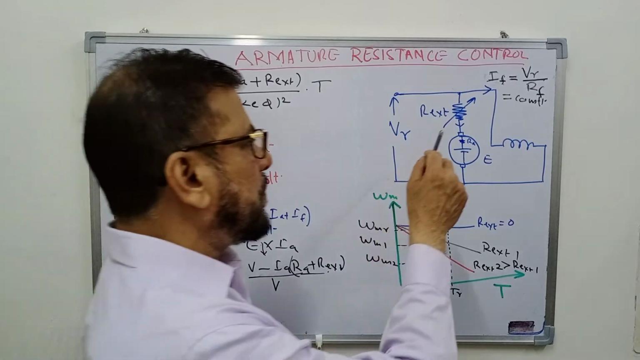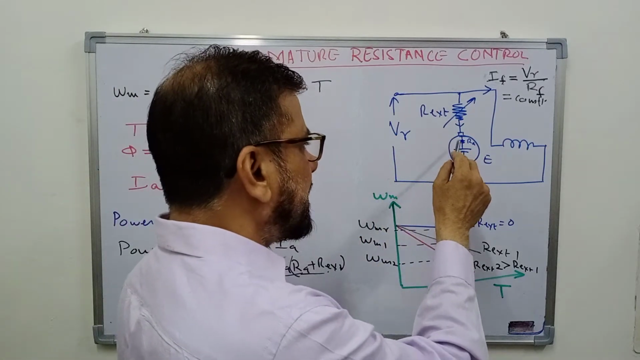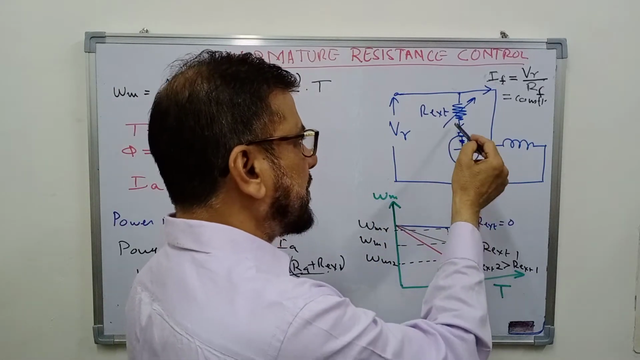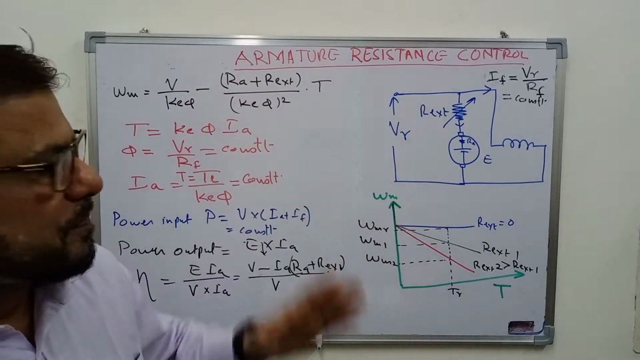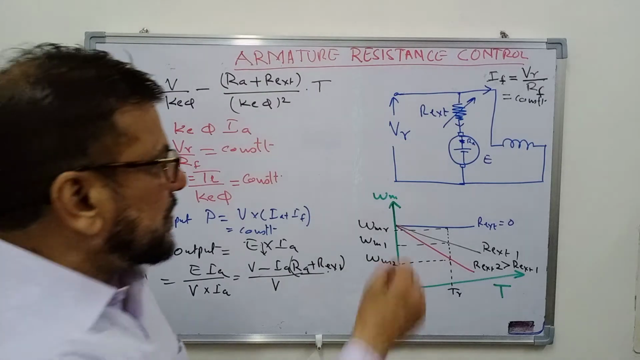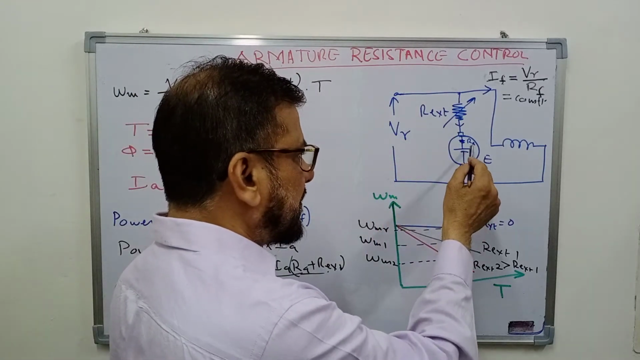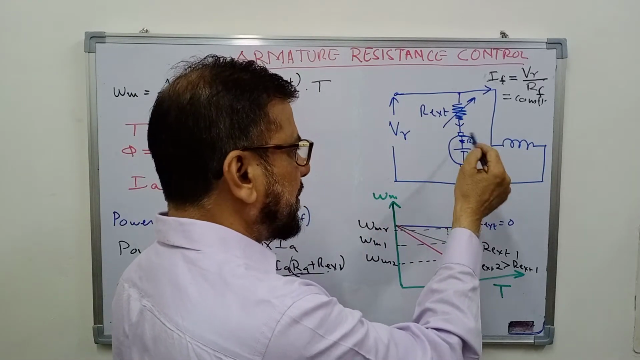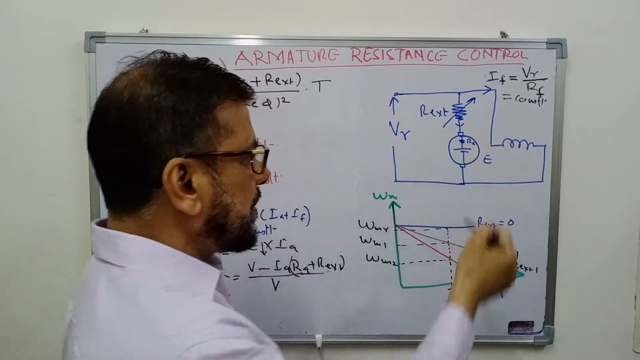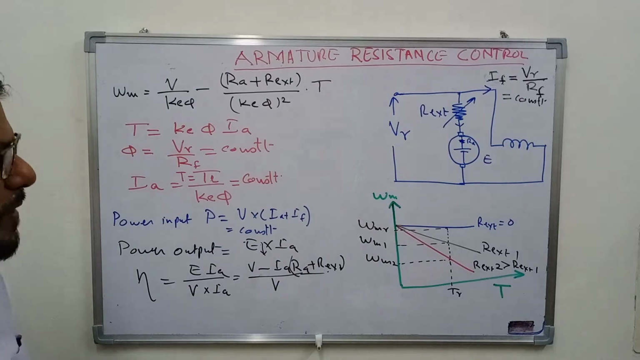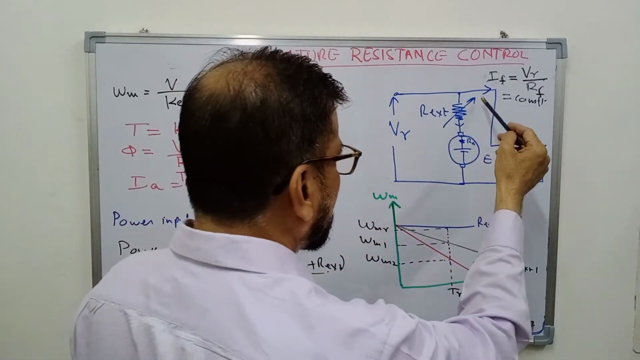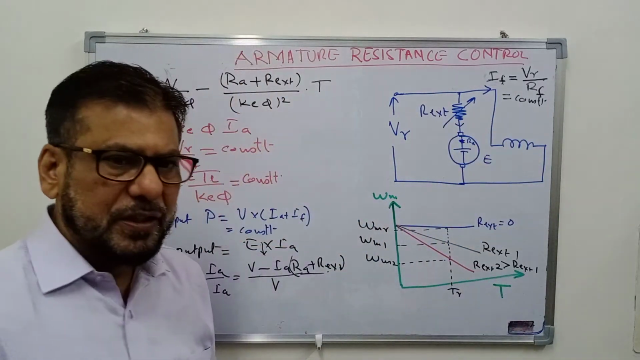So, what we have to do here is that in series with the armature, we have to connect some external resistance. Suppose we have connected a rheostat there. So this is R external and this is the armature resistance, that is resistance of armature circuit, and the back EMF is E. So by varying this external resistance you can control the speed of the DC motor.